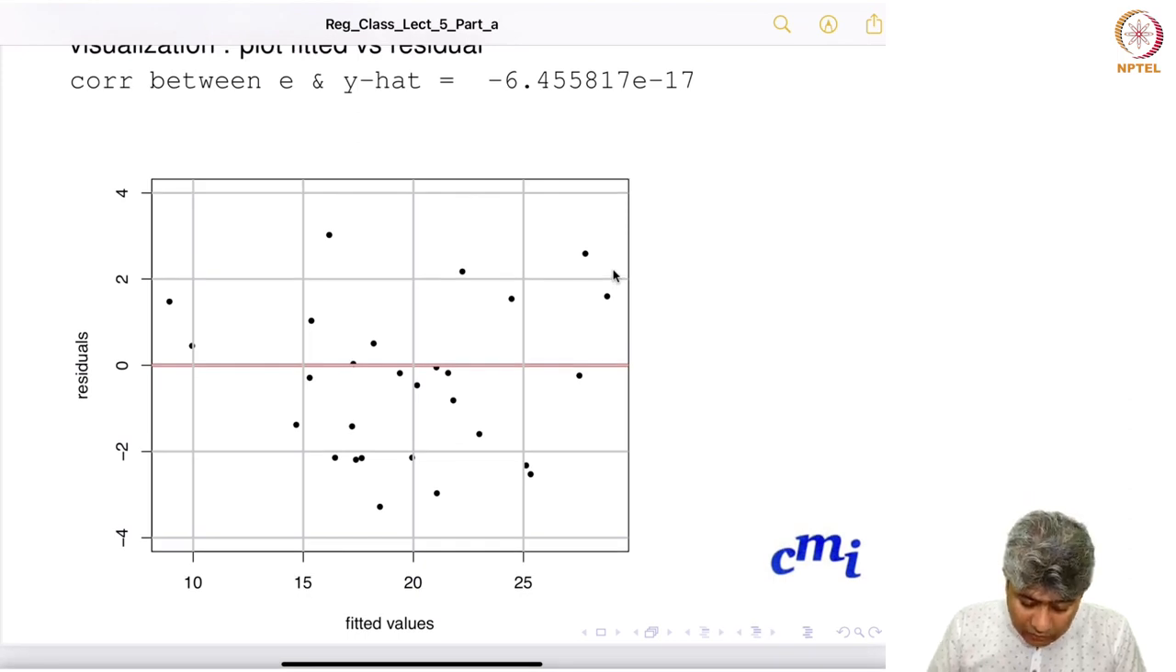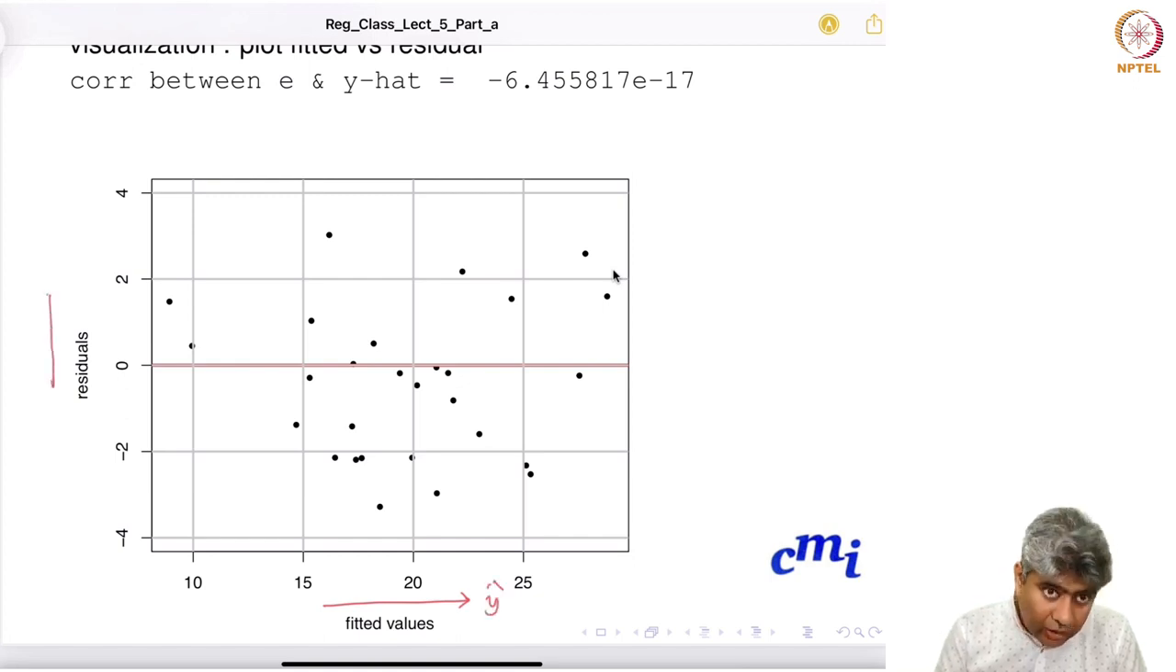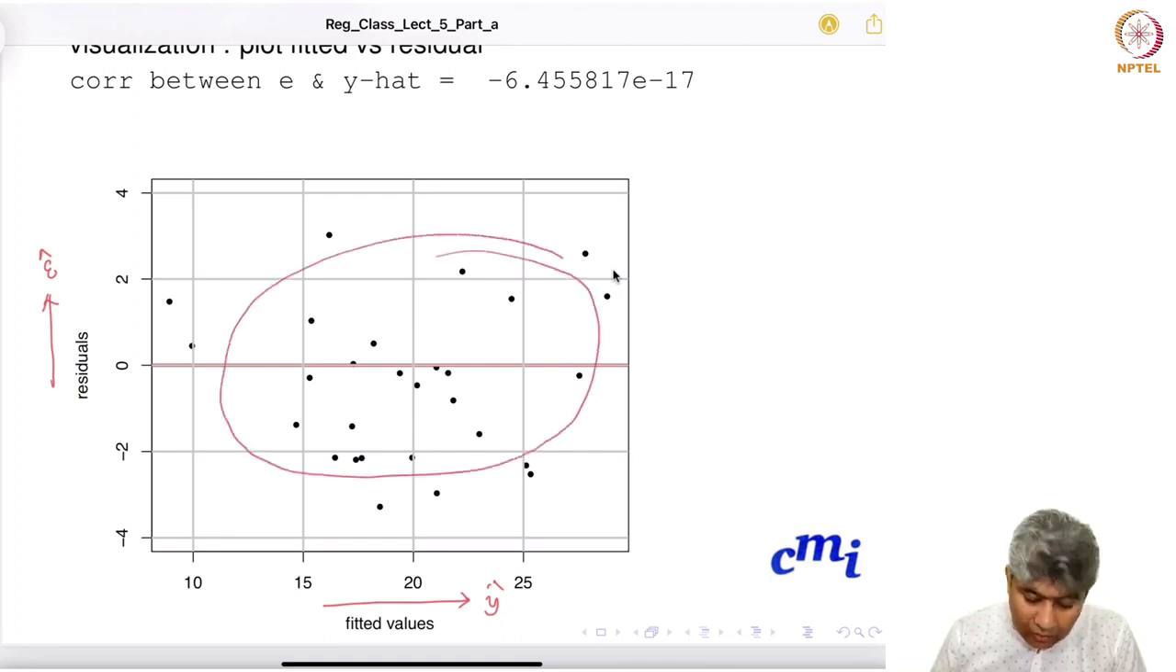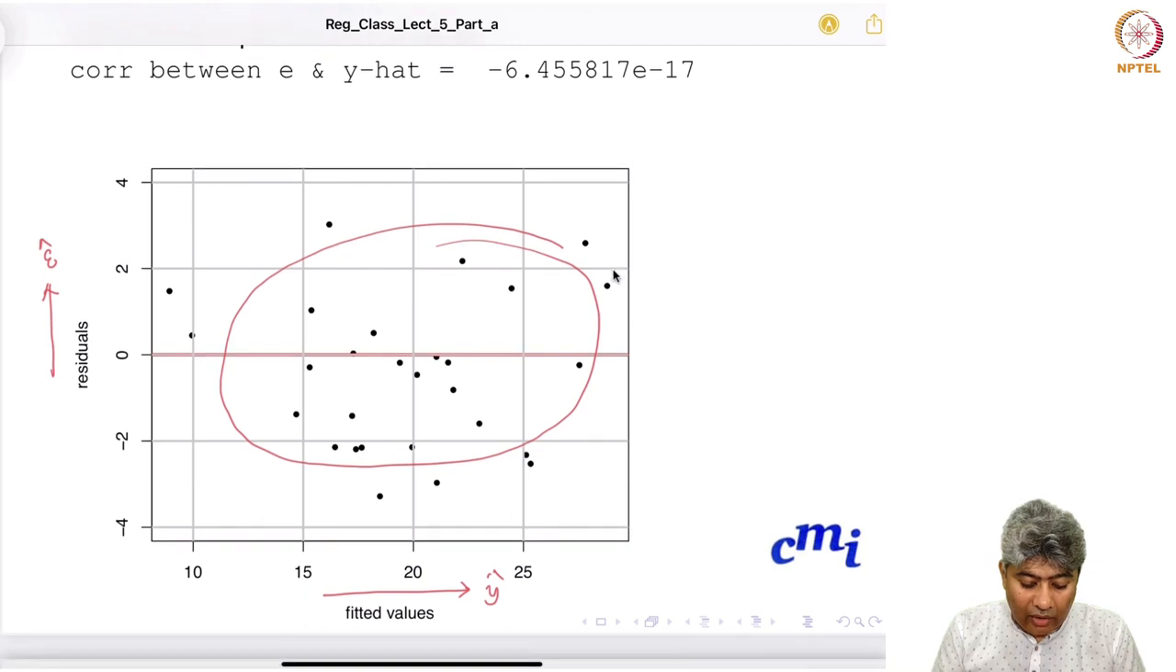On the x-axis we plot the fitted values, the y hats, and on the y-axis the residuals, the error. We can more or less say that there is no major correlation or major pattern that we see in this fit. We also calculated the correlation between the residual and y hat, and we found that it is almost zero.